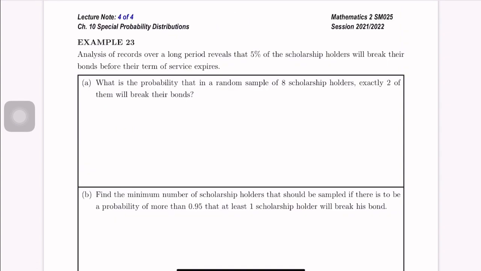Let's look at example 23. Analysis of records over a long period reveals that 5% of the scholarship holders will break their bonds before their term of service expires. Question A. What is the probability that in a random sample of 8 scholarship holders, exactly 2 of them will break their bonds? Okay, so before we solve this question, we need to understand this question first.